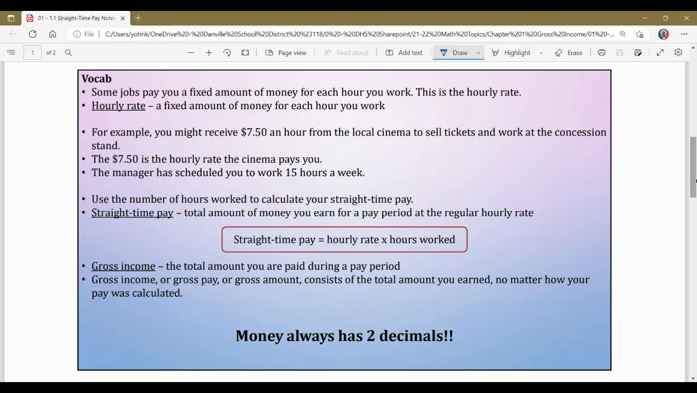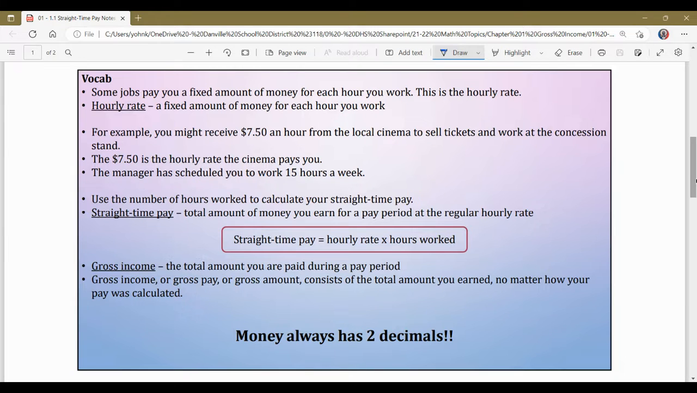So some jobs pay you a fixed amount of money for each hour you work. This is called the hourly rate. So minimum wage is trying to be, I think, $15 an hour or something. So whatever you make per hour is called your hourly rate.